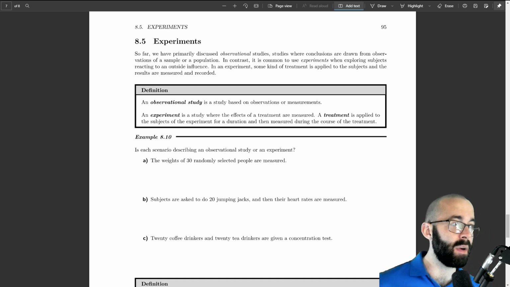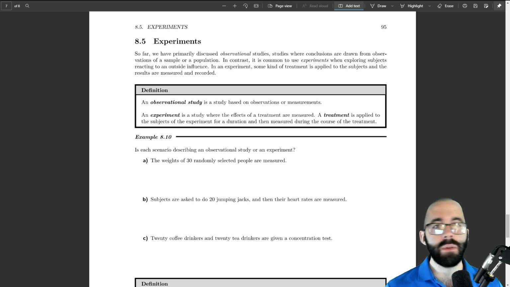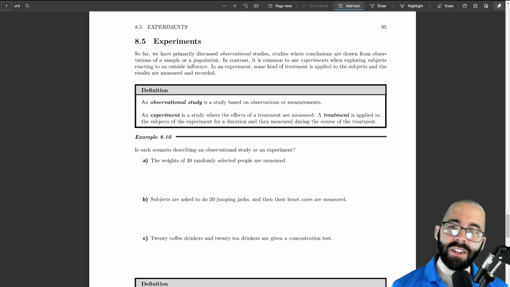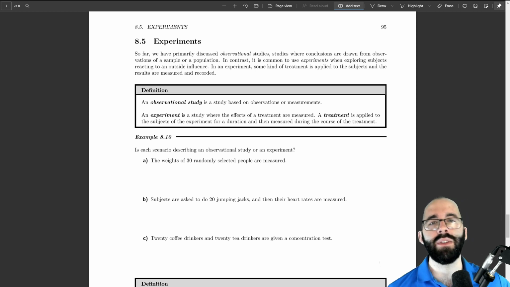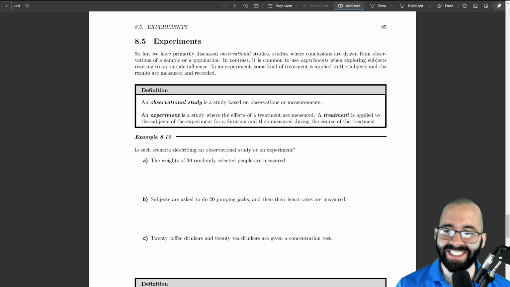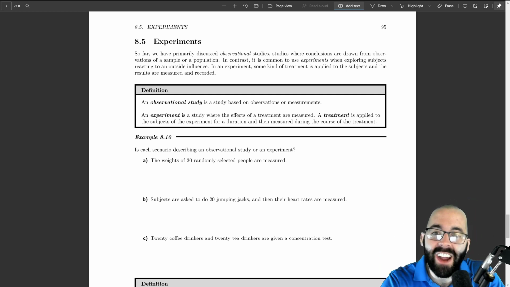A lot of these experiments we think about are for treatments and like medicine and stuff, maybe vaccines or something. In an experiment, some kind of treatment is applied to the subjects, and the results are measured and recorded. One of the big things for an experiment is we have to have something to compare against. You can't just give everyone the treatment and not have a control group, which we'll get to. I'm getting ahead of myself. And so we'll get into this right now.